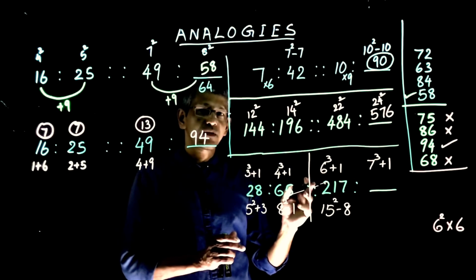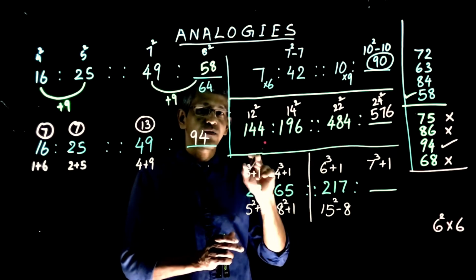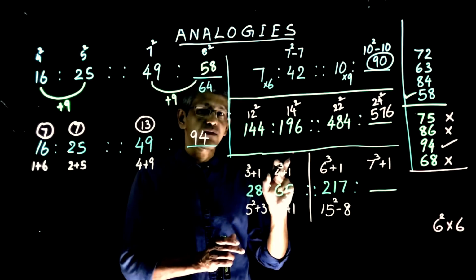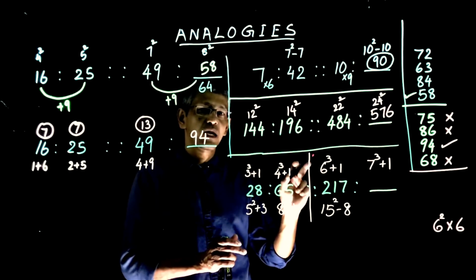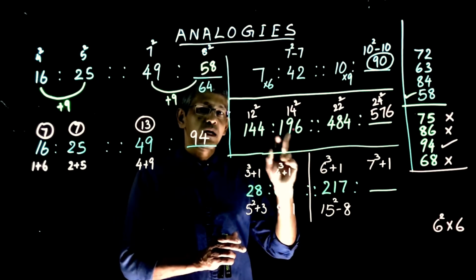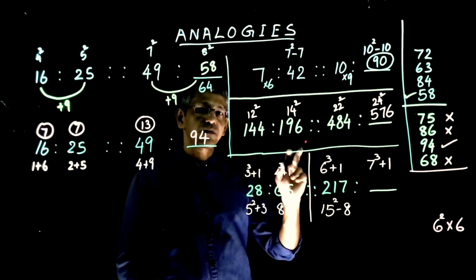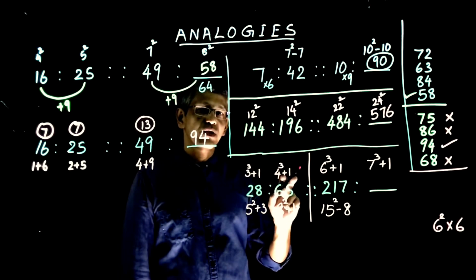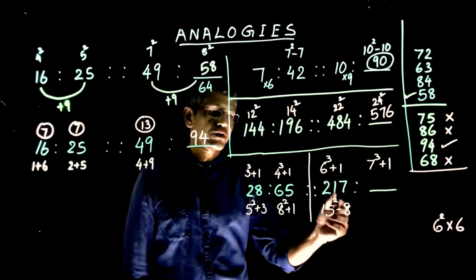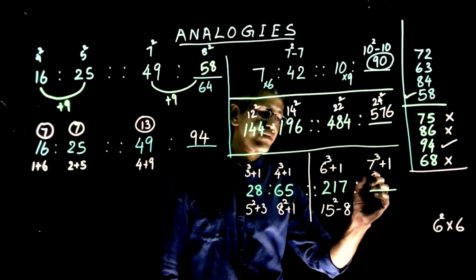How come we get the 350? 50 into 7. Instead of 49, we had taken 50. 50 into 7 is 350. From that 350, 49 and 50 difference, that 1 into 7 must be subtracted. 350 minus 7, 343. So 343 is 7 cubed. 7 cubed plus 1, 344.